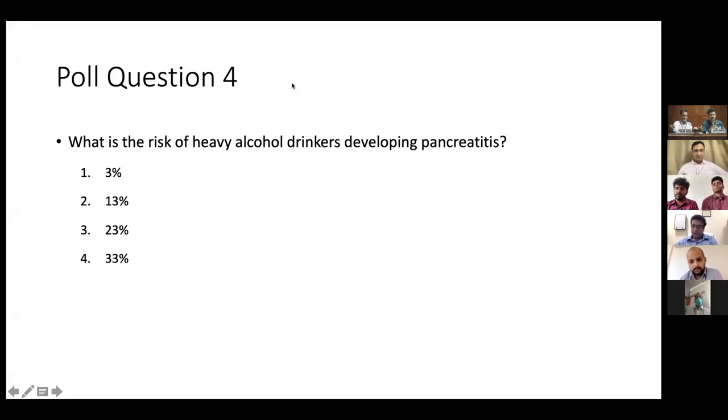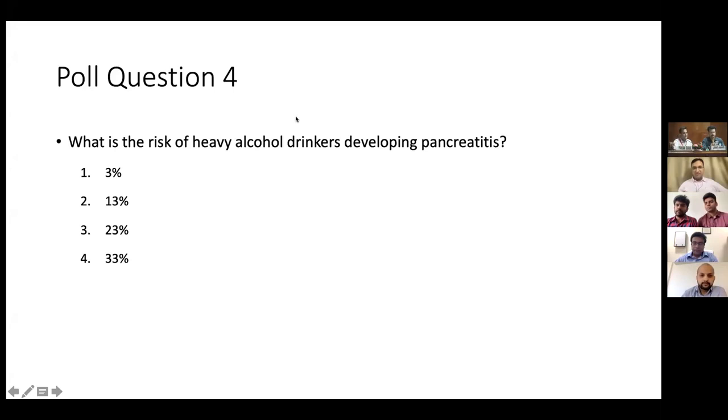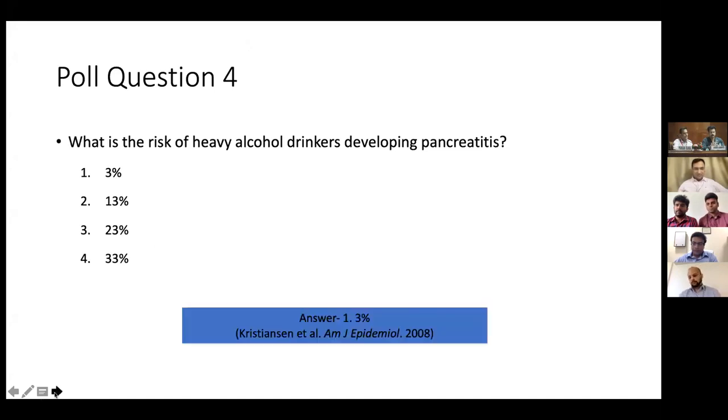Okay, so the majority, 44%, answered 13%, 25% felt it was 3%, and 20% felt it was 23%. So the answer is 3%. This is a longitudinal study from Denmark, which was actually taken from the Danish heart study. They had a large cohort of patients, followed them up, and found that the risk of chronic pancreatitis was 1.6% among heavy drinkers.